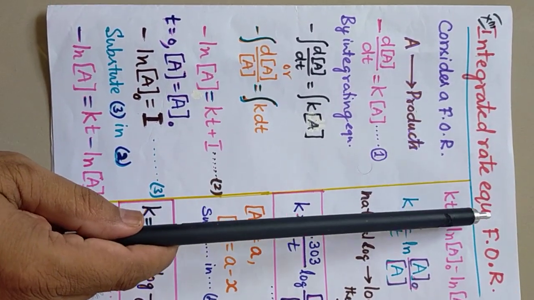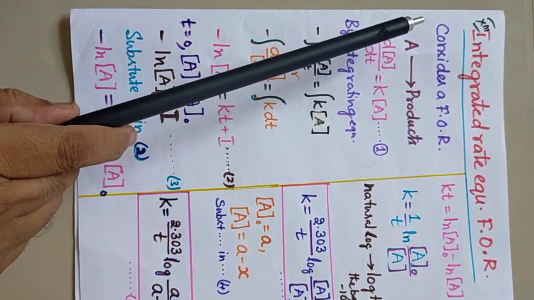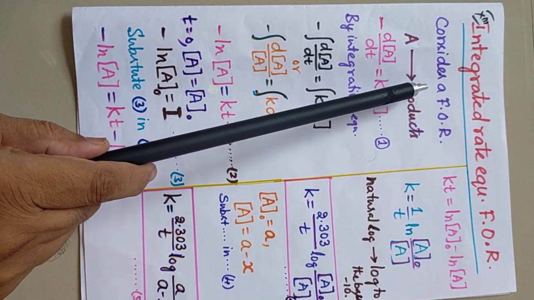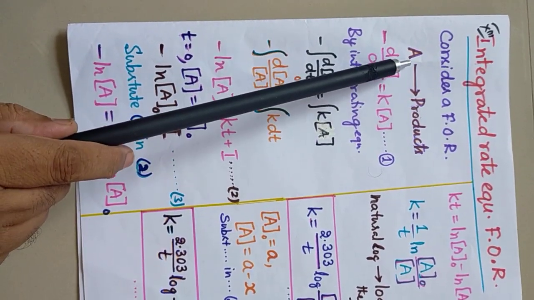Then zero order reaction is also there. First you finish the first order, then you go for zero order reaction. Consider a first order reaction: A gives rise to products.